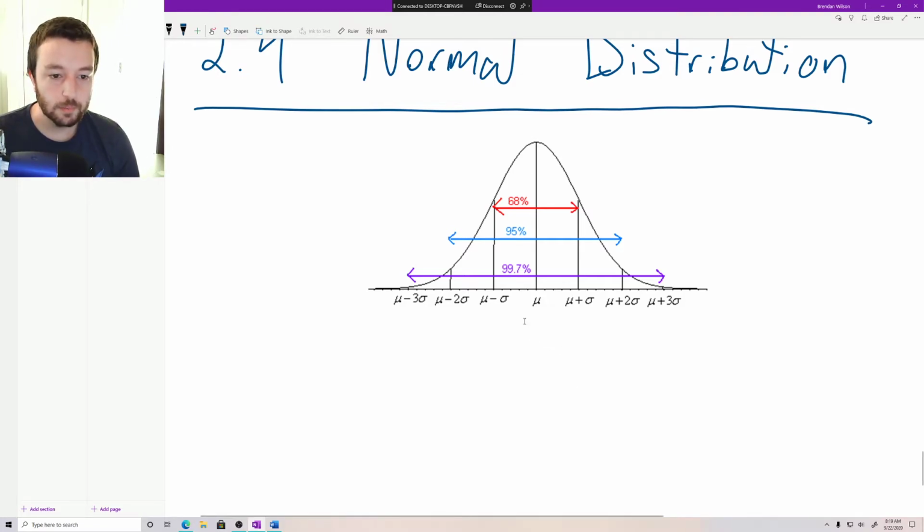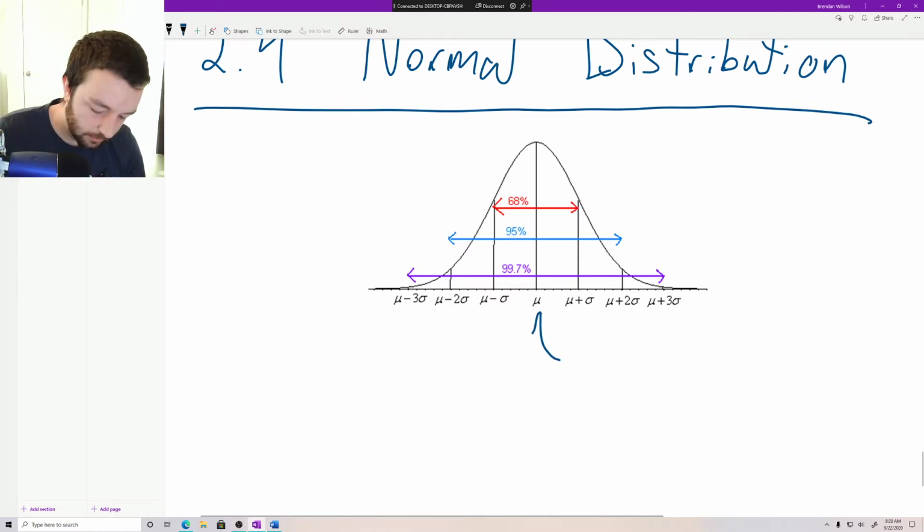What's special about the normal distribution is what these arrows are saying right here. This middle part is the mean. Okay, this is the mean. And remember, sigma is the standard deviation.